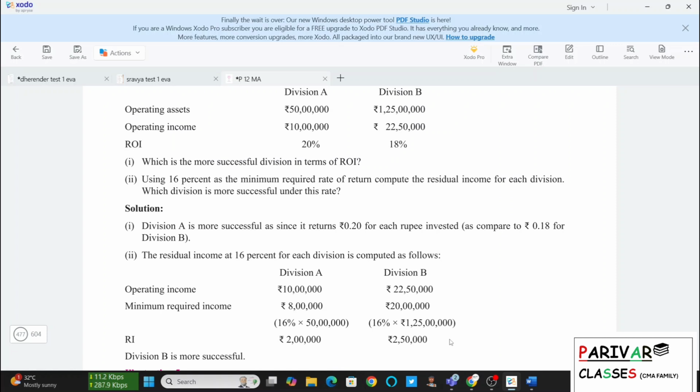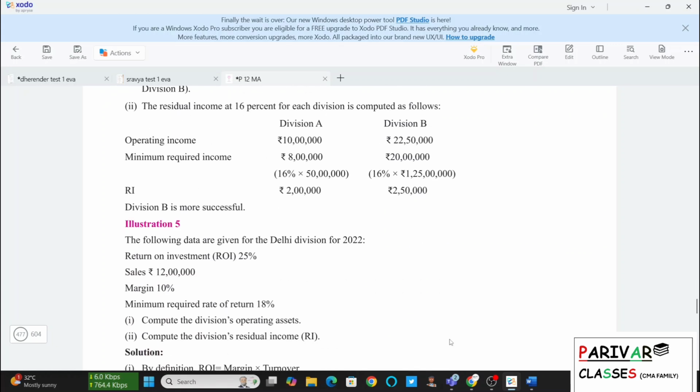You don't need to overthink. There is only a thin difference. You have to understand that thin difference. This is not very important for exams. Even though you didn't understand, that is not an issue. But if you understand, it would be better. Let us move to illustration 5.